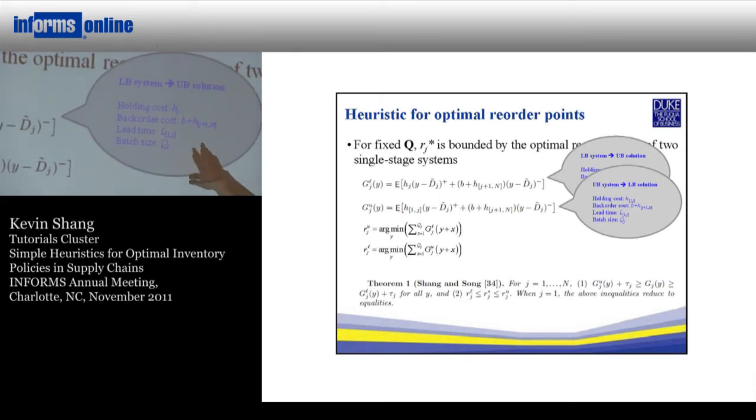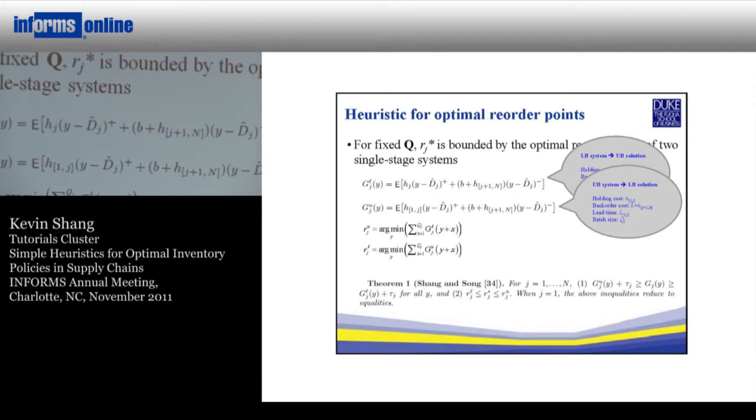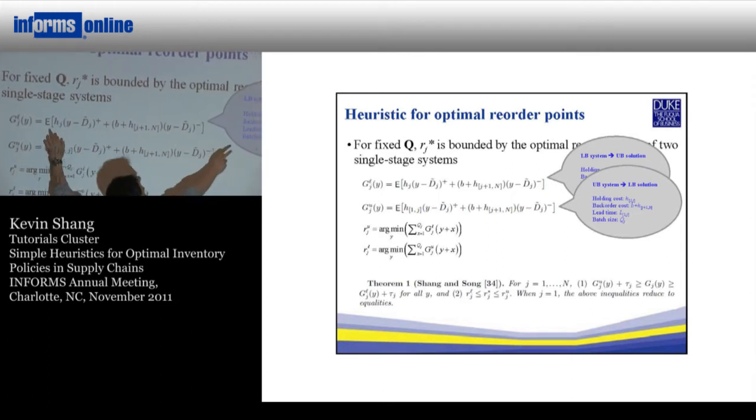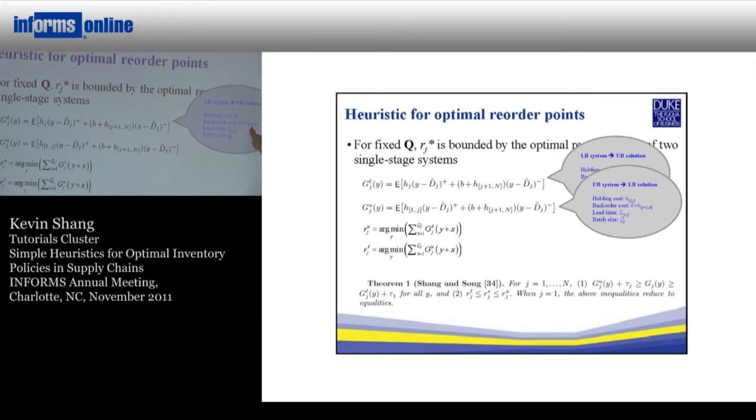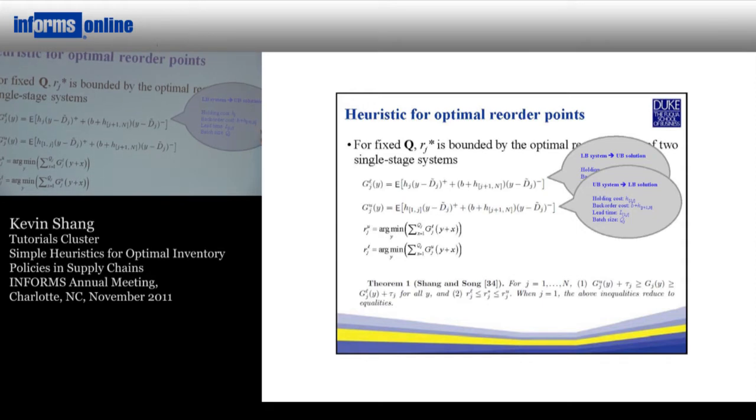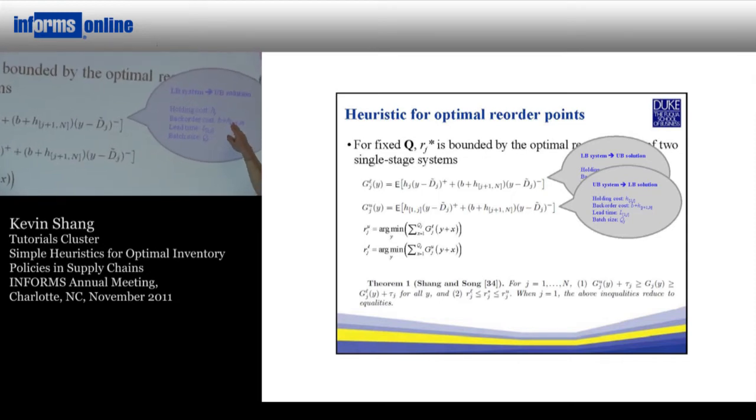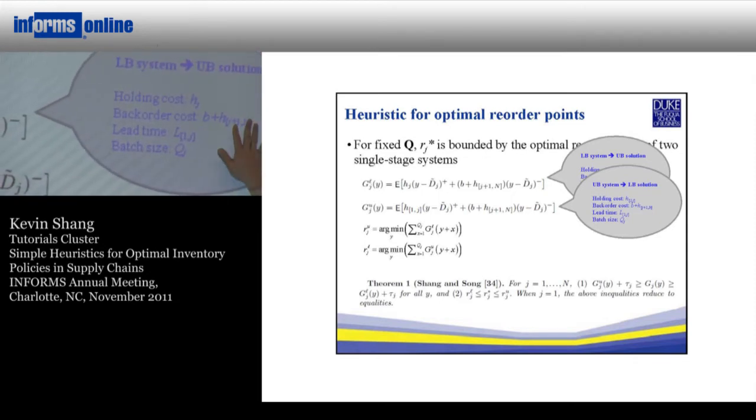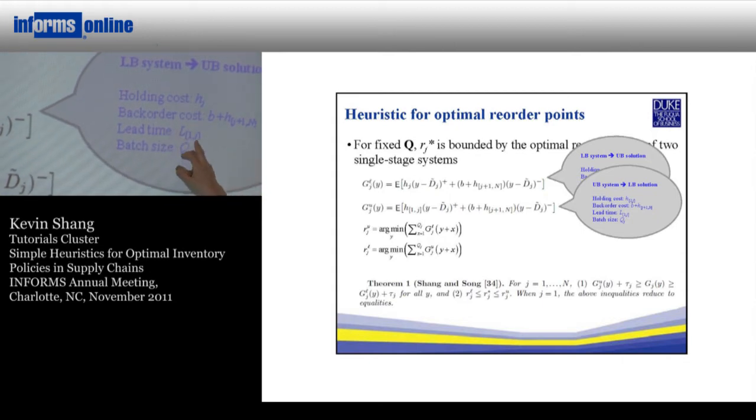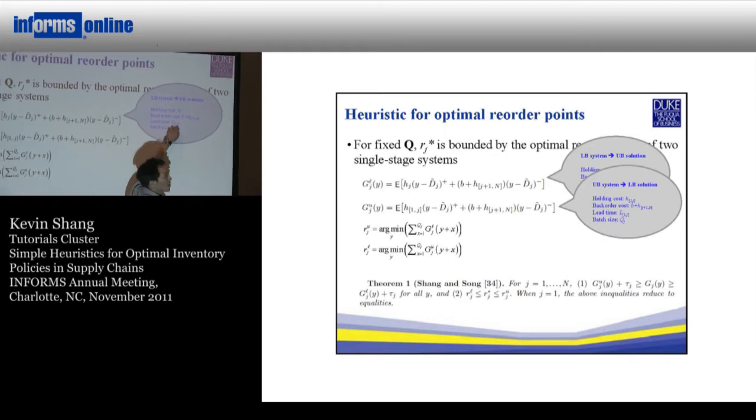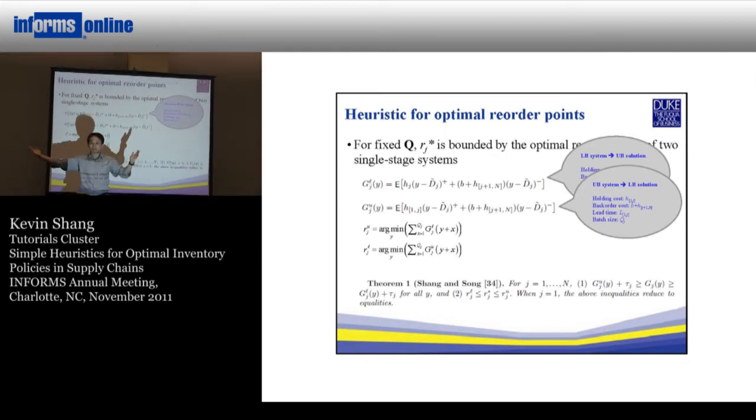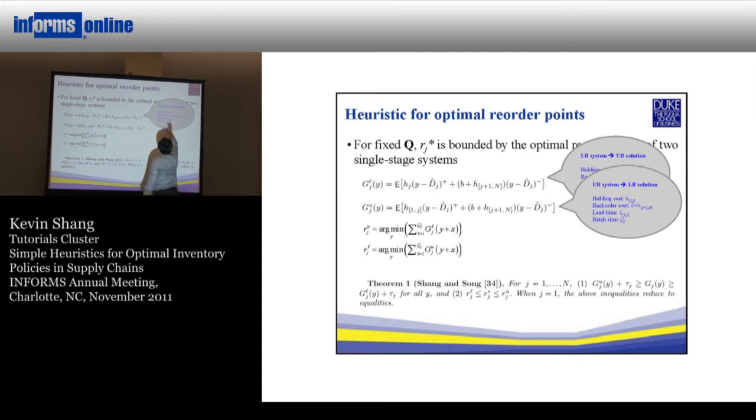So what are the parameters for that? If you look at this, the lower bound system cost parameters: the holding cost is Hj, the backorder cost is B plus, where this notation is the summation of Bi from stage j plus 1 to n. That's the corresponding backorder cost. And the lead time, again, is the summation of Li from i equals 1 to j. So if you are at stage j, L1j is equal to L1 plus L2 all the way to Lj. And the batch size is given.